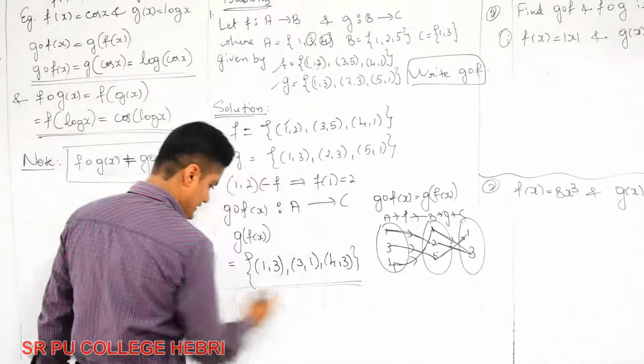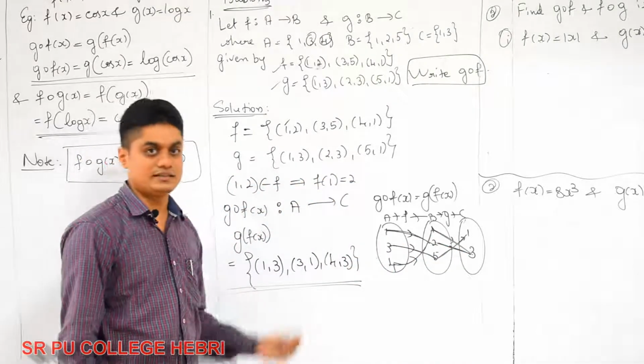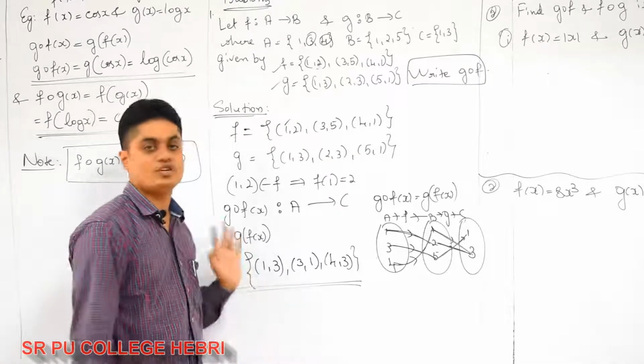So this is g of f of x. This is a connection between elements of g of f of x.